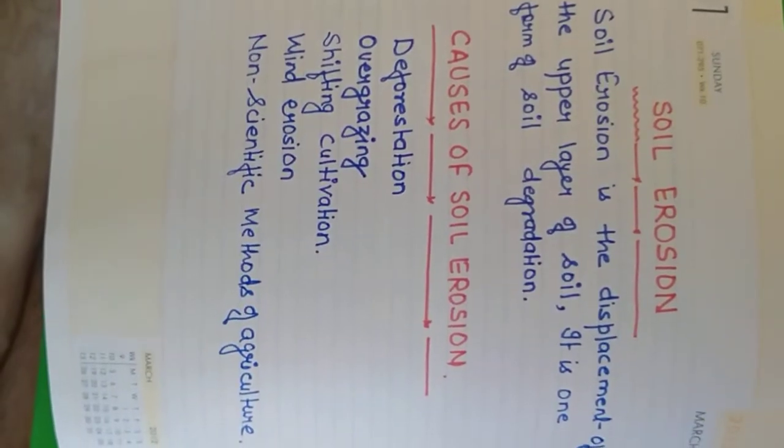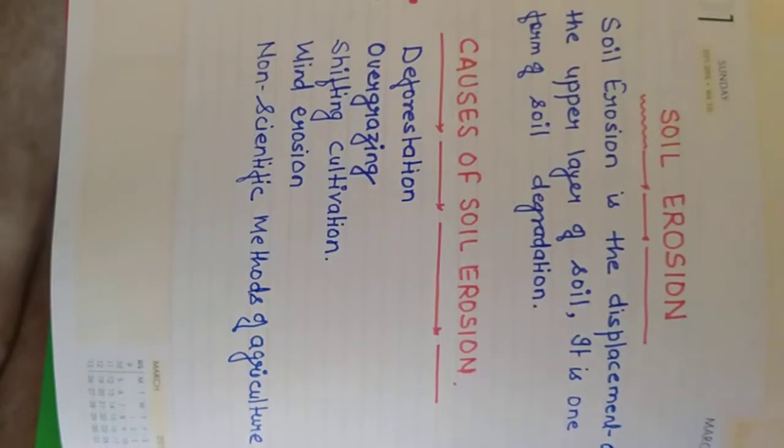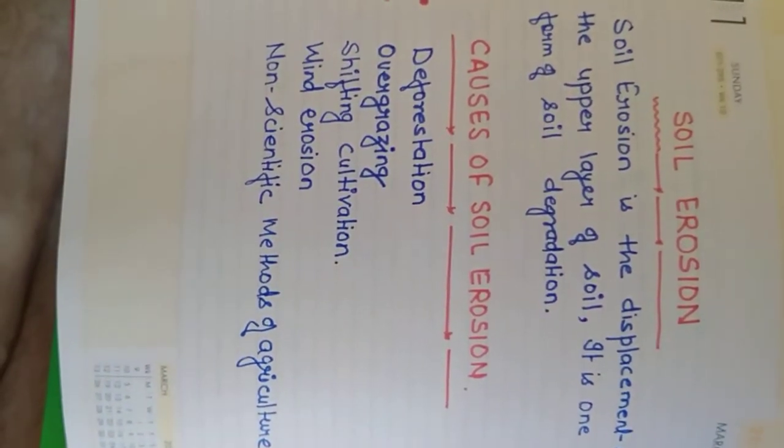Now another topic is soil erosion. Soil erosion is the displacement of the upper layer of the soil. It is one form of soil degradation. So soil erosion is a very important phenomenon, and we have to think over it, that gradually we have degradation in the soil. We don't know what will be the condition if we go at the same speed, so we have to think over it.